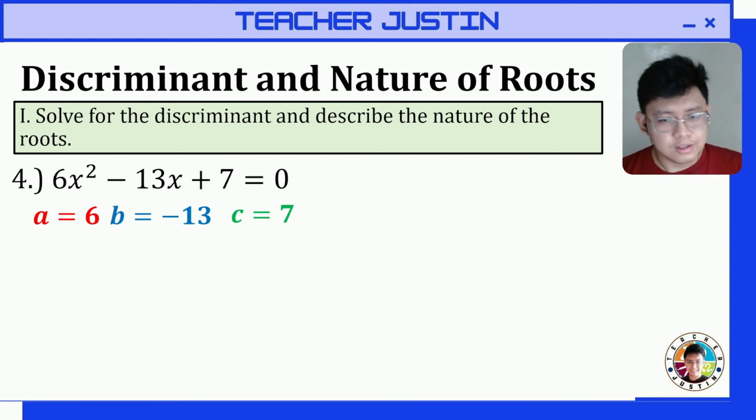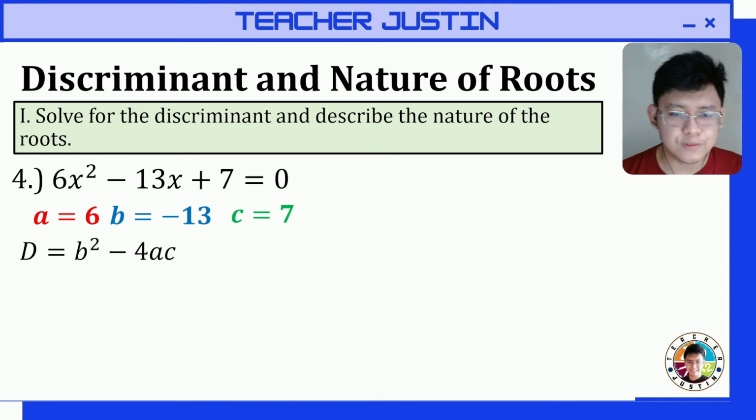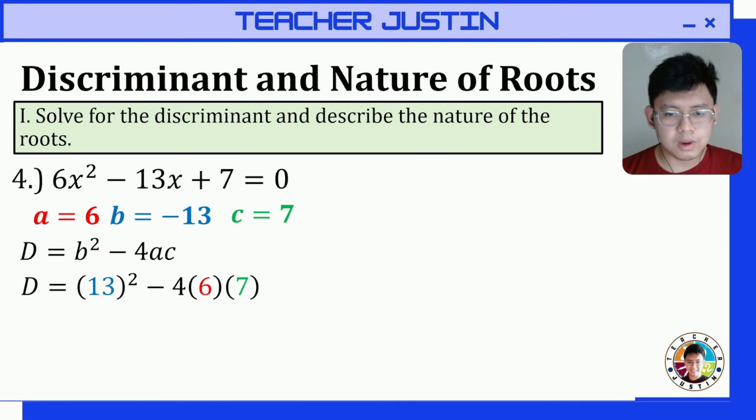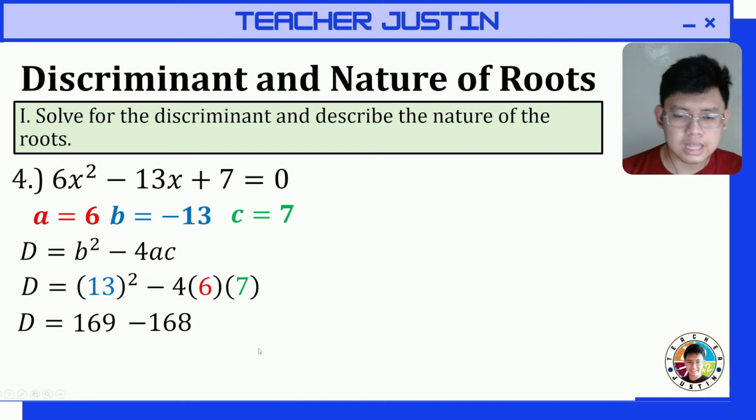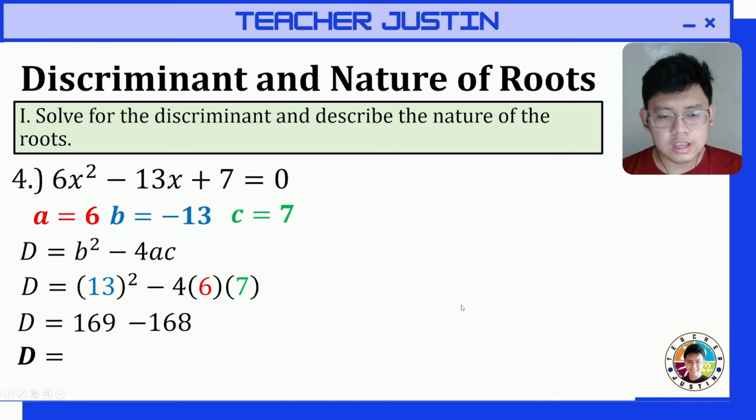Now, let's use our formula for discriminant. It will be b squared minus 4ac. Let's replace all values of a, b, and c dito sa ating formula. So, we have 13 squared minus 4 times 6 times 7. Now, let's simplify using the order of operation. D is equal to 169. Negative 4 times 6 times 7 will be negative 168. Now, let's subtract 169 minus 168. That will give us D is equal to 1.